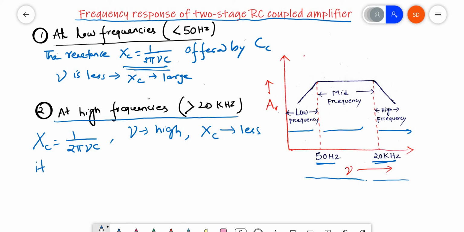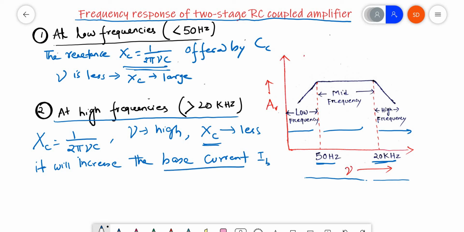If you see the circuit diagram of a RC coupled transistor amplifier, then you can see that if Xc is small, then the base current will increase. Base current for the next stage will increase, that is, the base current Ib of the transistor present in the next stage.